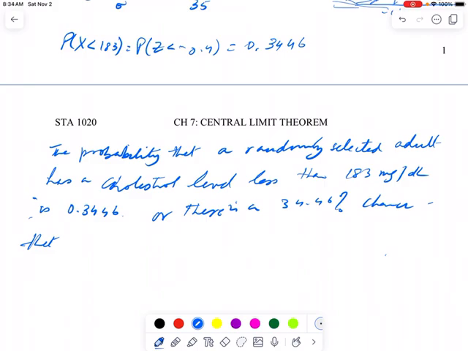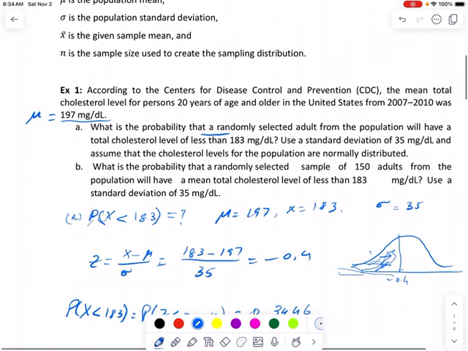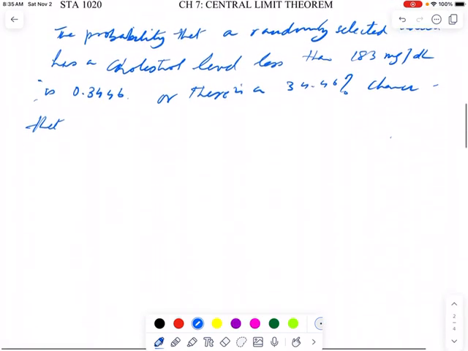Okay, looking at the second part now. So this is asking, what is the probability that a randomly selected sample, see the difference from here? In the previous one we said a randomly selected adult, and now we are saying a randomly selected sample of 150 adults from the population will have a mean cholesterol level of less than 183 milligram per dl. So the standard deviation is the same.